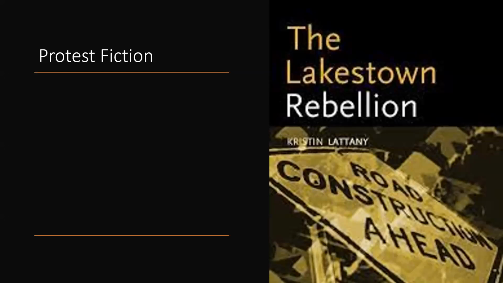Going back to my first project, which was a history of the 1927 flood, I used protest fiction and blues, in this particular case, a novel and other novels that highlight chronic disease within the literature. In this case, I've become interested in this particular novel, The Lakestown Rebellion by Kristen Latney, who's a fairly unknown but influential for a moment novelist in the 1970s. And in this particular novel, the main protagonist, or one of the main protagonists, is suffering from diabetes, as she and others attempt to prevent a highway from being constructed through their neighborhood, a traditionally Black neighborhood in New Jersey.